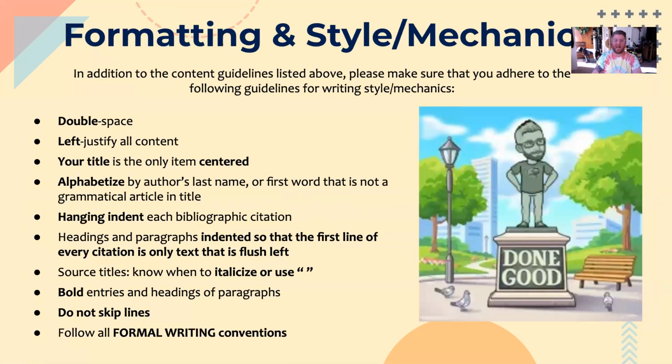Here are some formatting and style mechanics things. So here's how these things are written. This is going to be more information for the final draft, but of course always wanting to provide you with stuff that's useful now. Annotated bibliographies are double spaced. Everything is left justified. The title, which is shockingly Annotated Bibliography, is the only thing that's centered. You are alphabetizing your sources by their last name or the first word, okay?